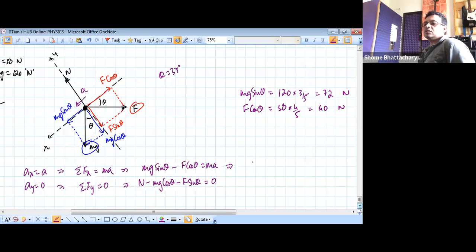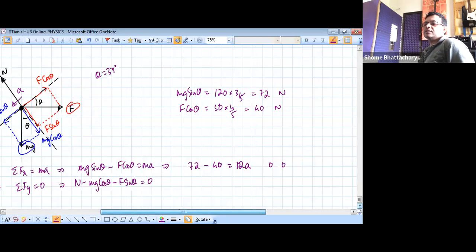So this will become 72 minus 40 is equal to the mass, which was 12 kg, into a. So that will tell us that our acceleration is how much? 32 divided by 12, approximately 2.67 meters per second squared.